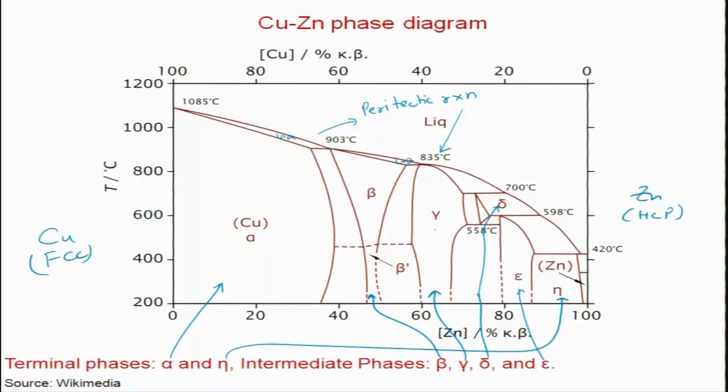of gamma phase, and then you have another reaction at 700 degrees centigrade, which leads to formation of gamma phase, and then you have another reaction that leads to formation of eta phase. So, you have a lot of these phases which are present in this phase diagram, and the sequence of sequential peritectic reactions in this phase diagram.